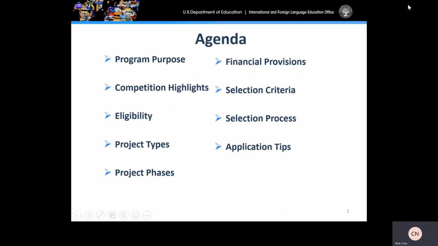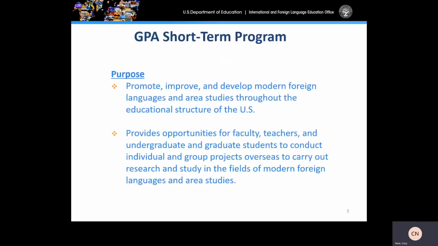The agenda for our technical assistance workshop is as follows. We will review the purpose of the GPA short-term program. We will also review the competition highlights as referenced in the NIAs. We'll discuss the eligibility requirements for both applicants and participants. We'll review each of the short-term project types. We'll discuss each of the project phases for the short-term project. We'll go over allowable cost under the GPA short-term program. We'll review the selection criteria and the process for selecting awardees. And lastly, we'll provide some helpful tips for developing a competitive application.